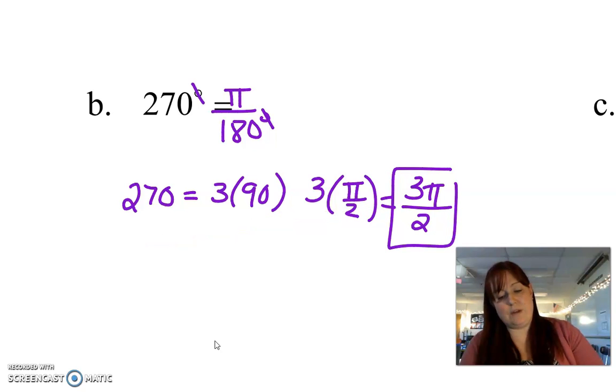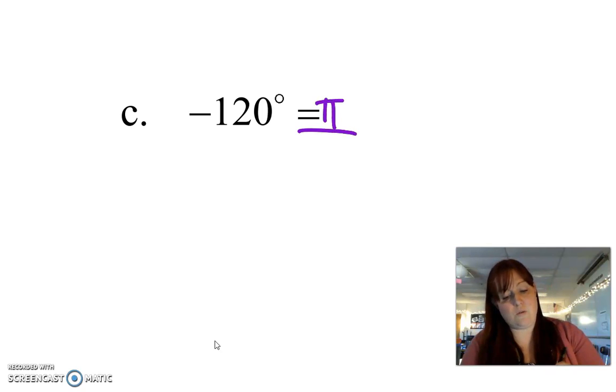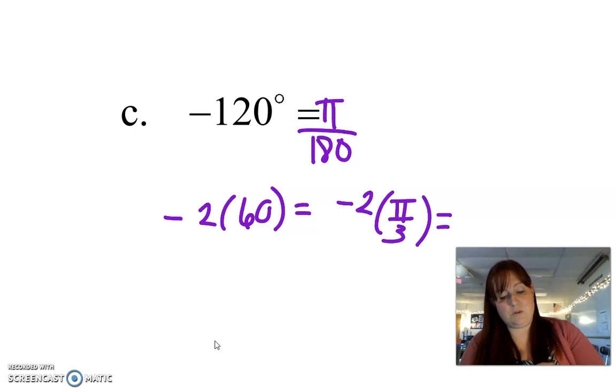Whoop, I always do that. Okay, negative 120. So again, we can think about this. You could multiply this by pi over 180 and do that math. Or you can think about this as negative 120 is the same as negative 2 times 60. And we know that 60 is pi over 3. So that's negative 2 times pi over 3. So negative 120 is negative 2 pi over 3.